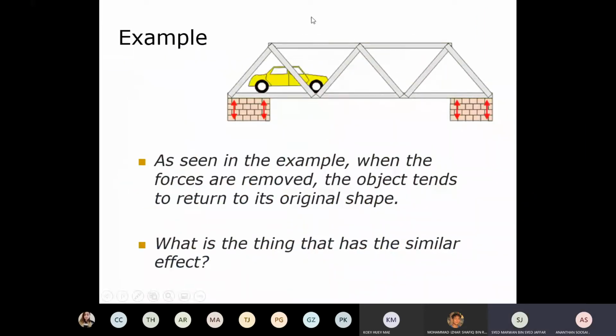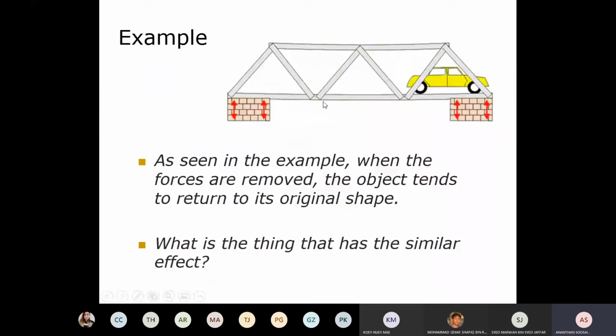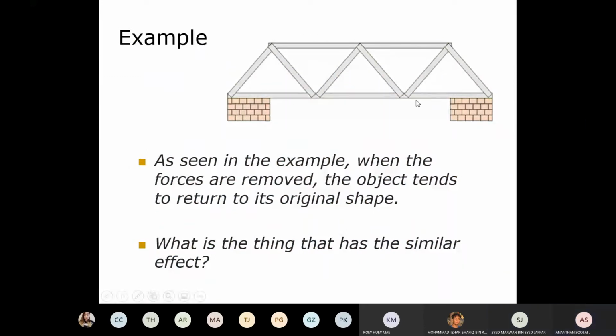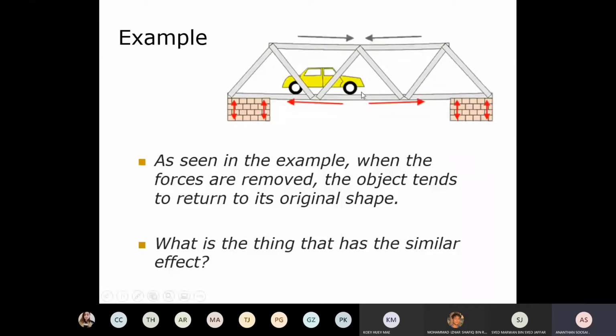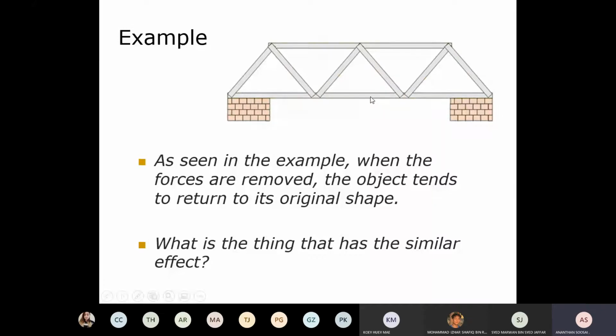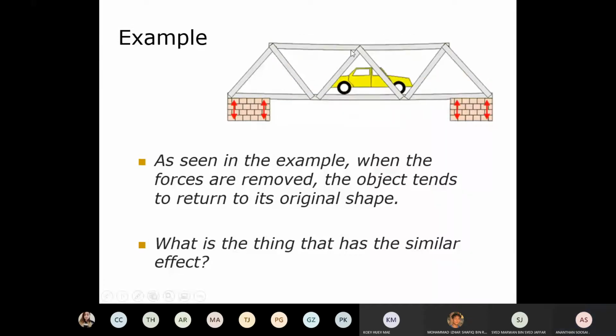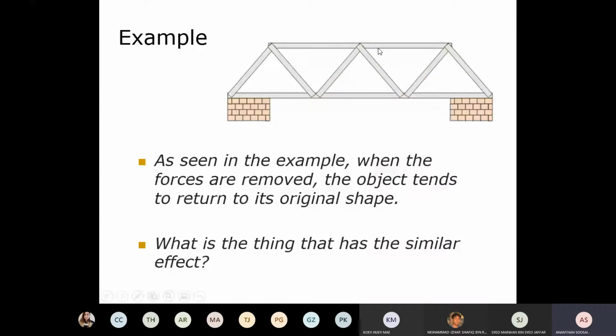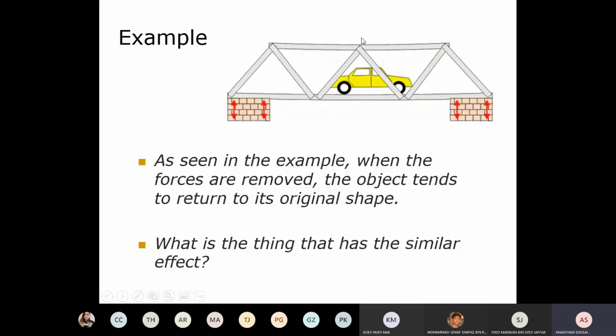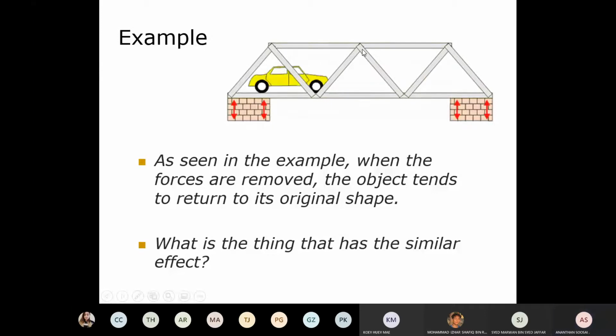So look at the bridge here. When the car passed by, the bottom is under tension. The top is under compression. Here, tension. Let's say you make a crack here. What happened? The crack is going to make the thing come apart. It's going to split. So it's under tension. If you make a cut on top here, it's going to collapse. It's going to connect together. They won't go away. So they are under compression.